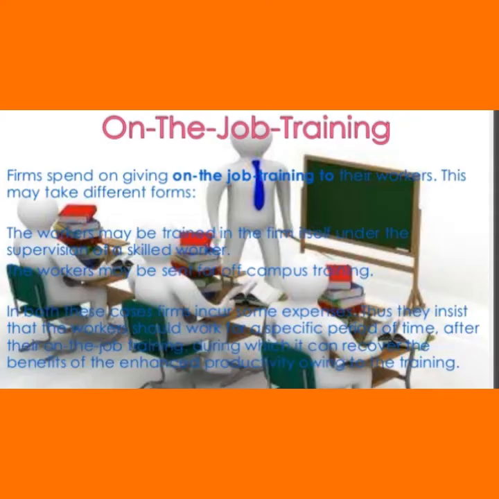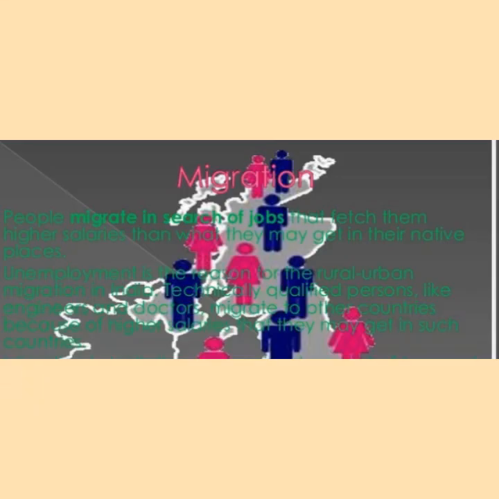Third one is on-the-job training. The firms spend on giving on-the-job training to the workers. This may take different forms. The workers may be trained on the job under the supervision of skilled workers. Thereby they can get other training like campus training. Through that they can improve their efficiency in performance, and within a specific period of time, that is, a probationary period for all jobs. So such training is given in these periods.